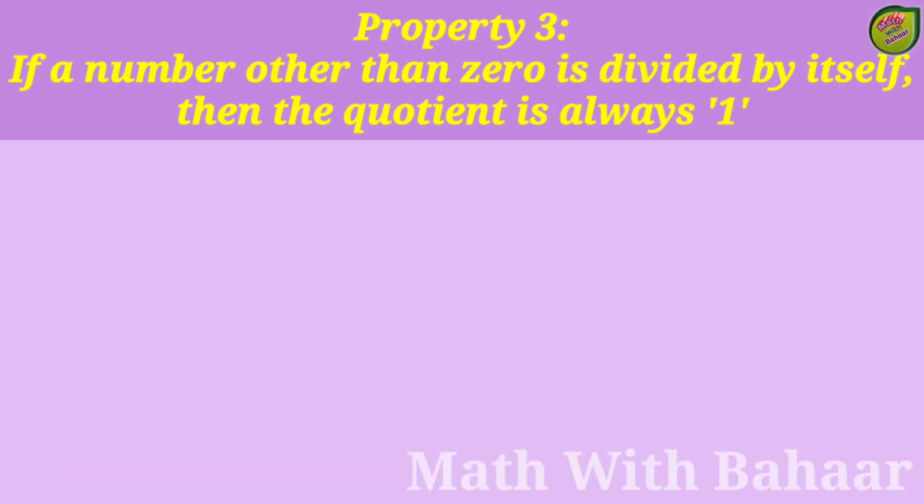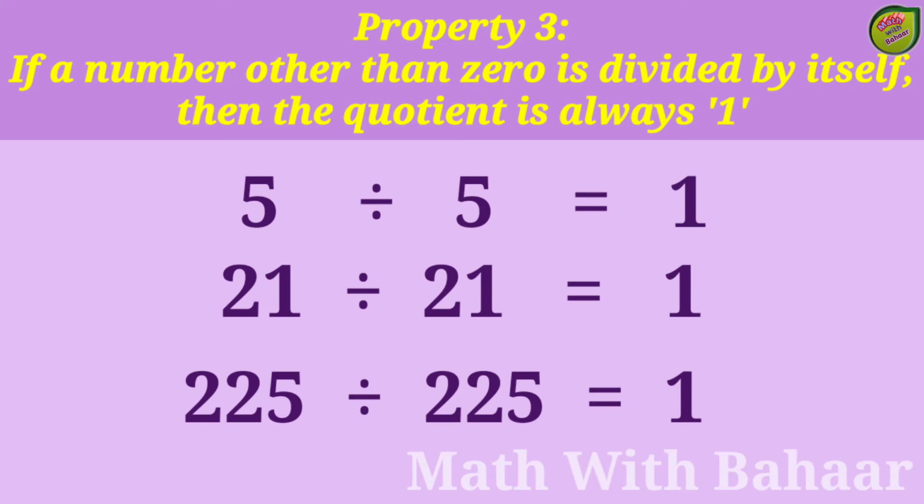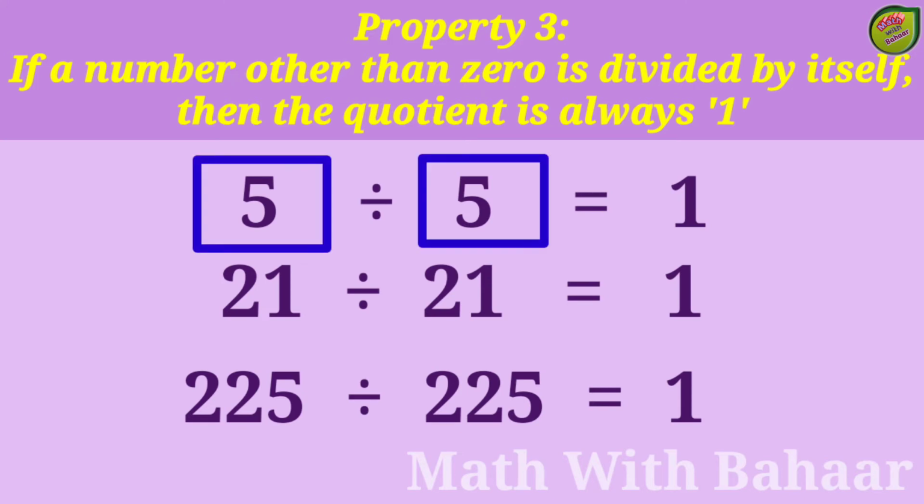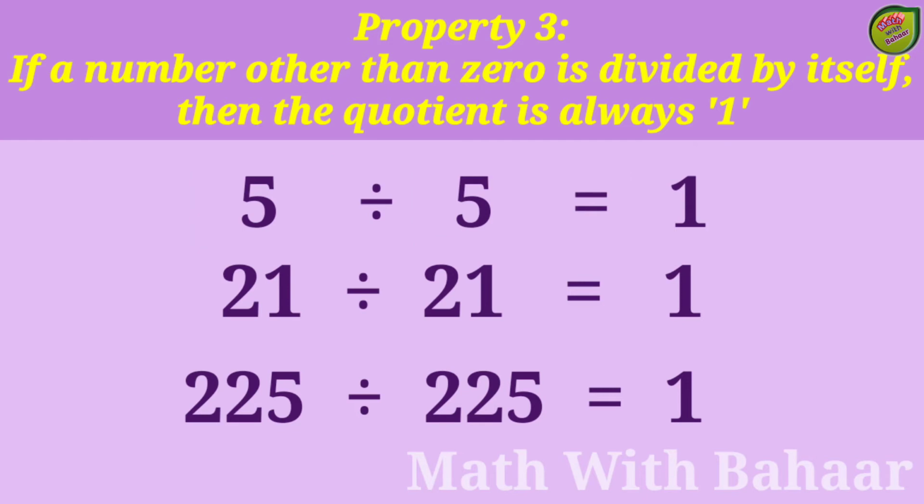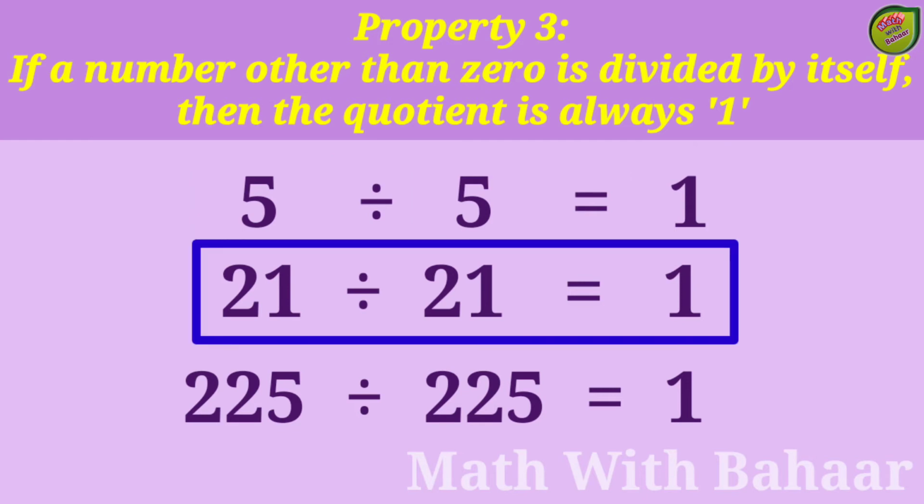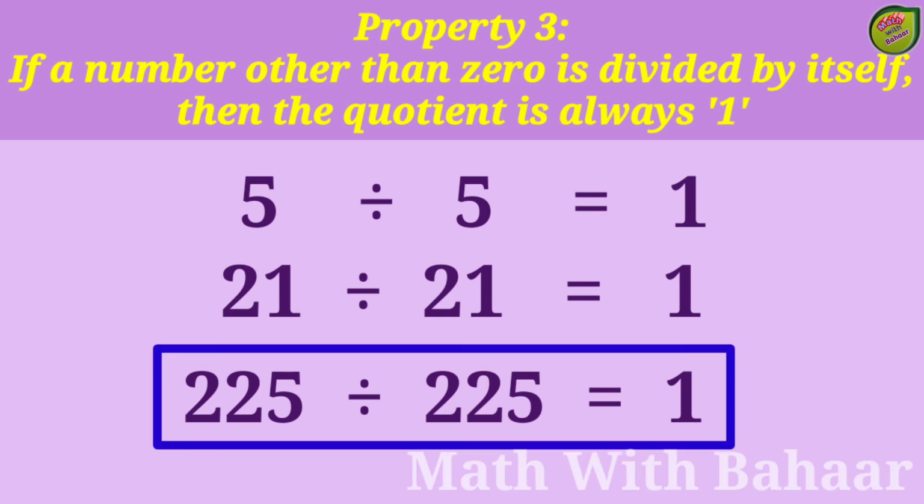Let us understand the third property of division, which says that if we divide any number by itself, then we obtain the result or the quotient as 1. So here we can observe the dividend is equal to 5 and the divisor is also equal to 5. So we have the same numbers as the dividend and the divisor. Therefore, we get the quotient as 1. Let us have a look at the second example. 21 divided by 21, which is equal to 1. In the third example, we can observe that 225 divided by 225, we get the result or the quotient as 1.